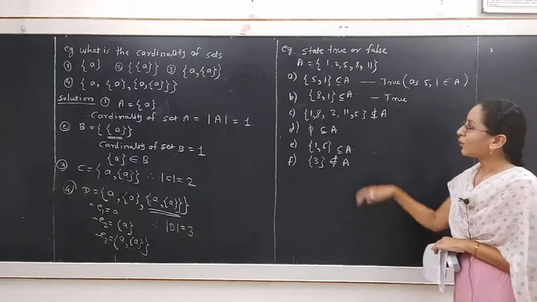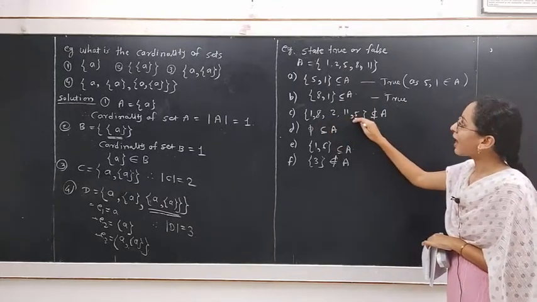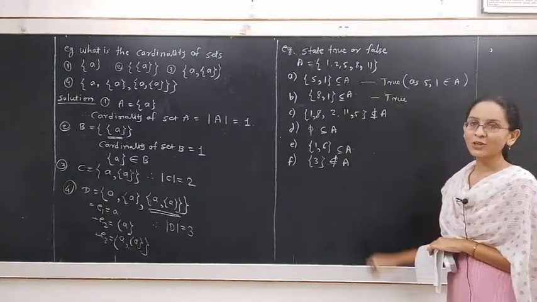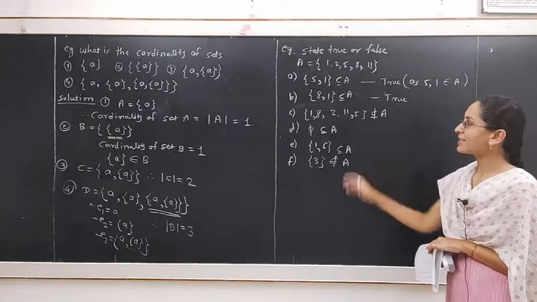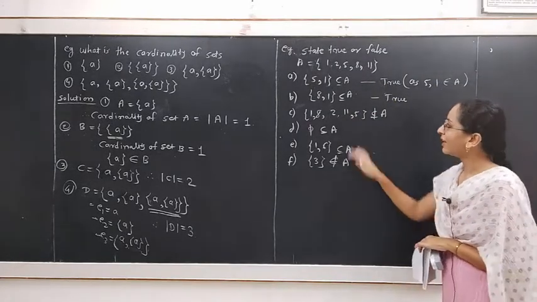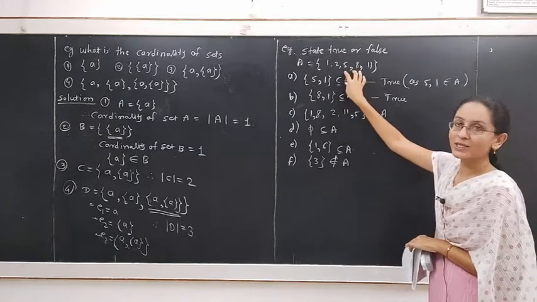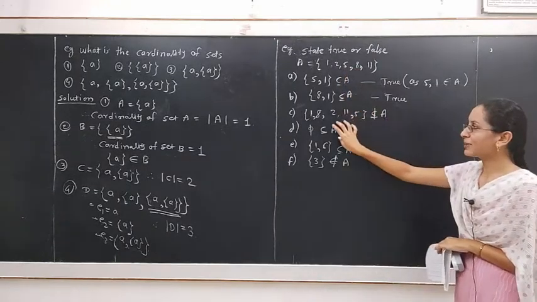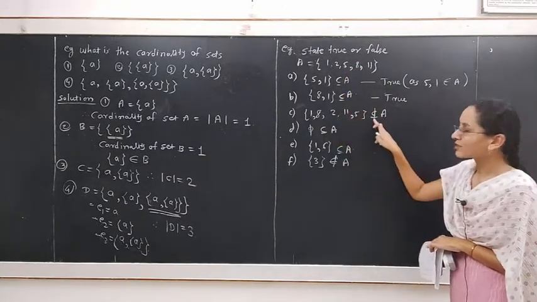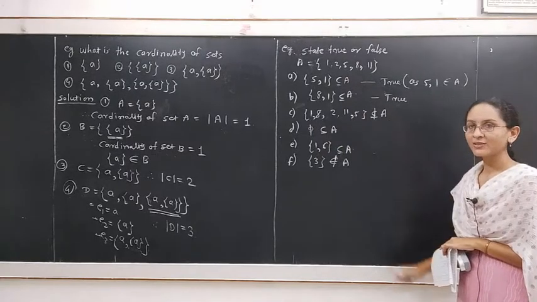In fact, all the elements of this set are nothing but the elements of set A, only they are arranged in a different order. Hence, this is a subset of set A, but the given statement says this is not a subset of A, which is false.